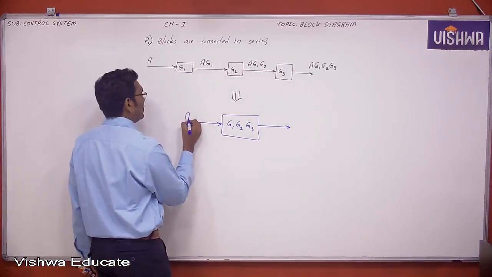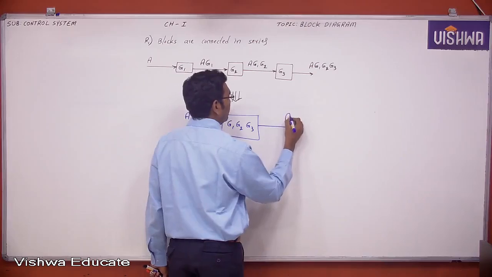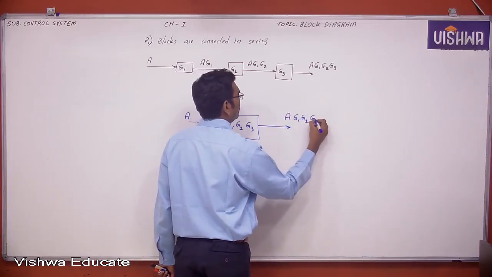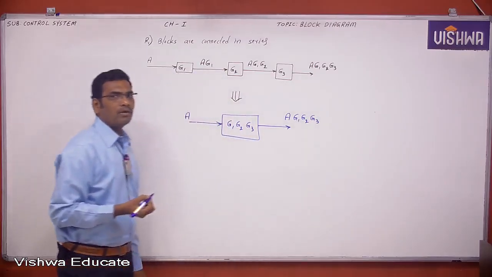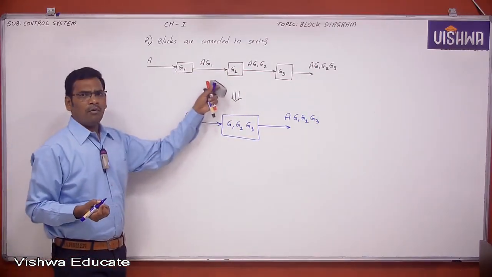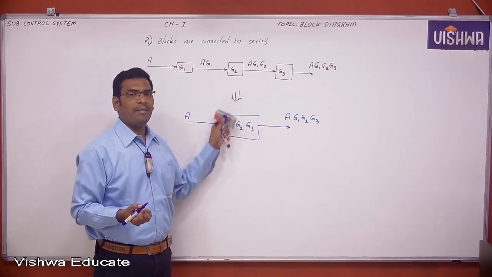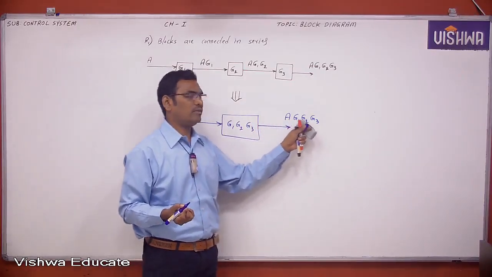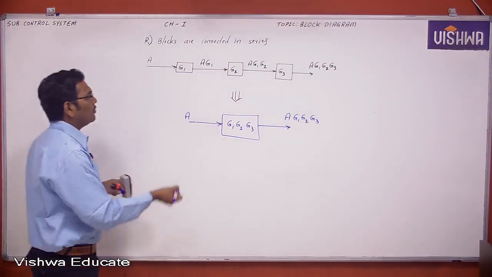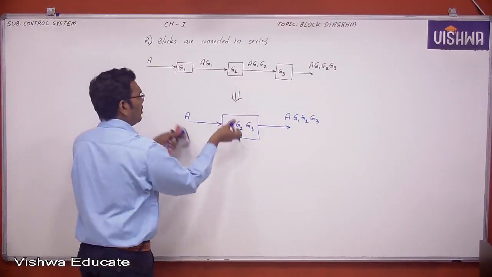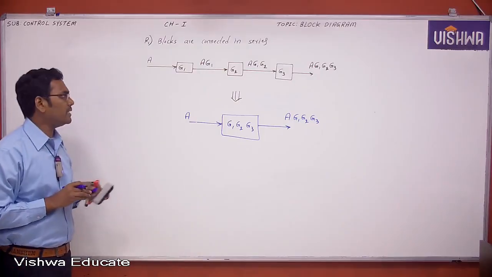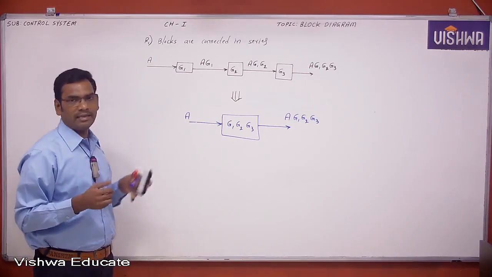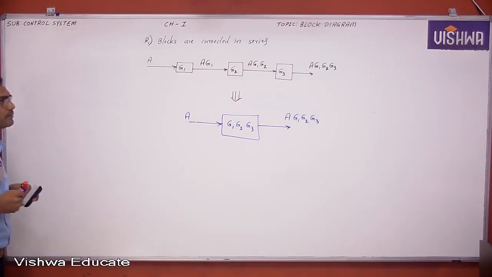Now this is A and this is A into G1, G2, G3. When blocks are connected in series, the overall block gain is nothing but multiplication. So like that, your more number of blocks should be reduced and minimized. If any such situation is in your block diagram, you can utilize this one, not a problem.